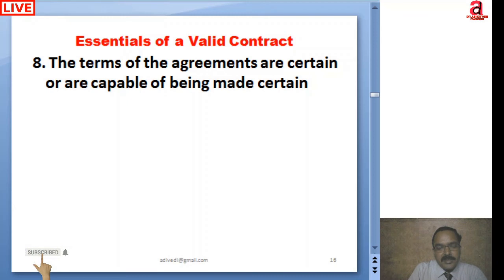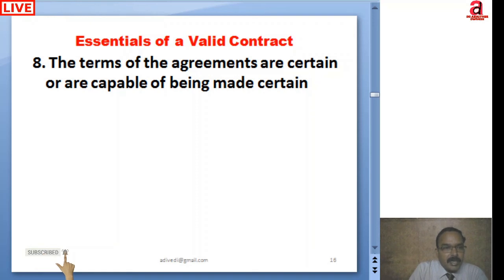The next point is certainty of meaning. The terms of the agreement are certain or are capable of being made certain. Simply we can say, meaning must be certain. We'll take two examples. Number one, sale and purchase of 100 liters of oil. An agreement has been made, but which oil? Thus, the agreement being uncertain is not a valid contract. But if the seller deals only in one kind and one variety of oil, then it shall be valid, since the seller is selling only one kind of oil, so it is understood and the meaning is certain. So it's a valid contract.